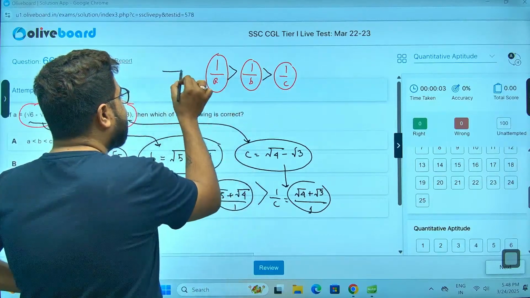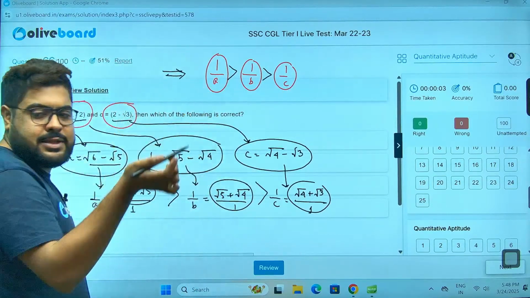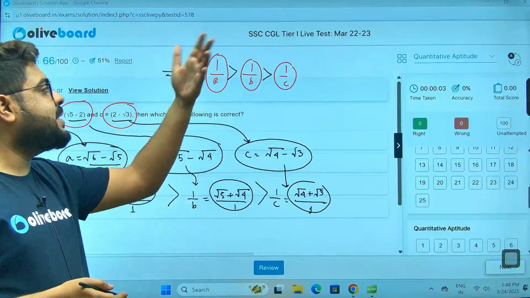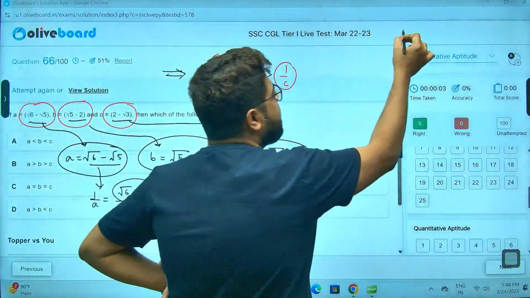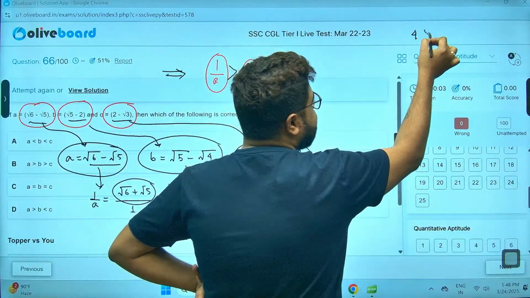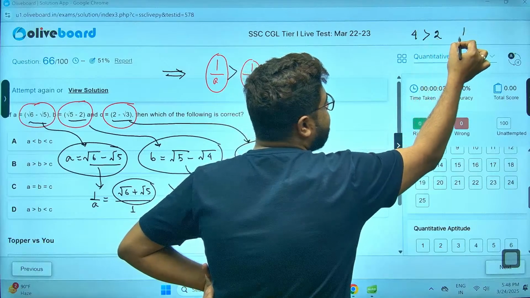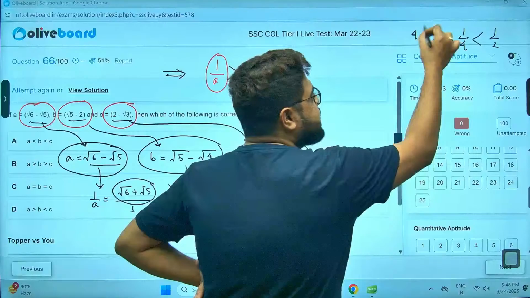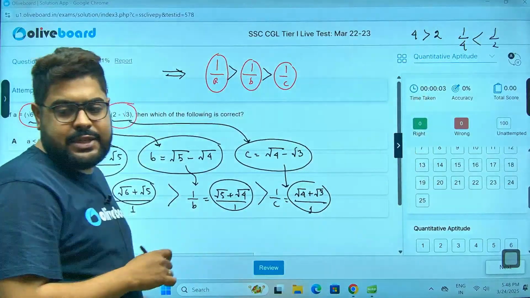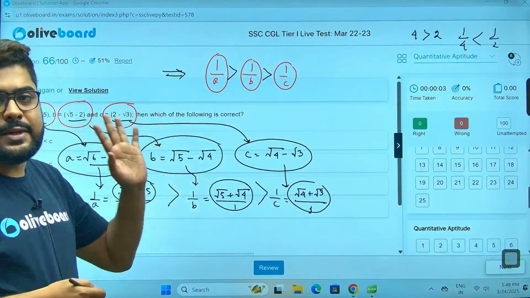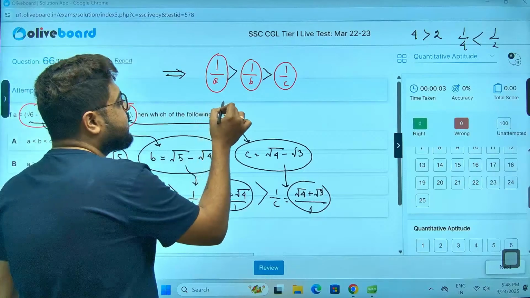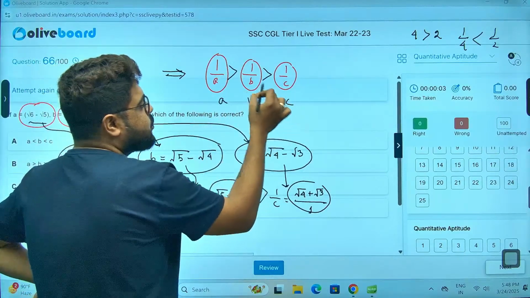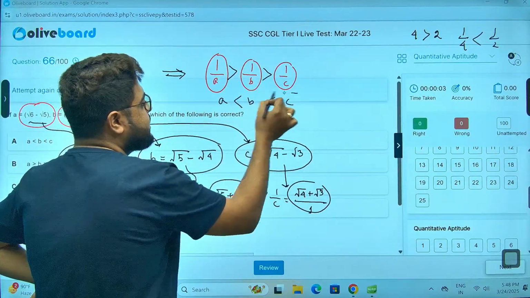And again, the rule of inequality: if you take the inverse, the inequality sign changes. Why? You see, 4 is greater than 2. You take the inverse, 1 by 4 and 1 by 2. Who is greater, sir? Definitely this is greater. So the inequality sign changes when you take the inverse, always. So that means it will be A, B and C, and the inequality sign will be reversed.